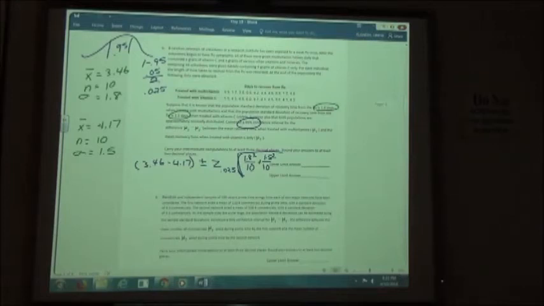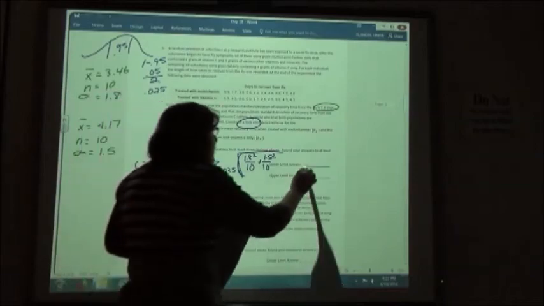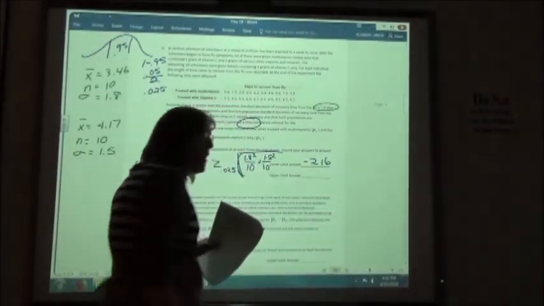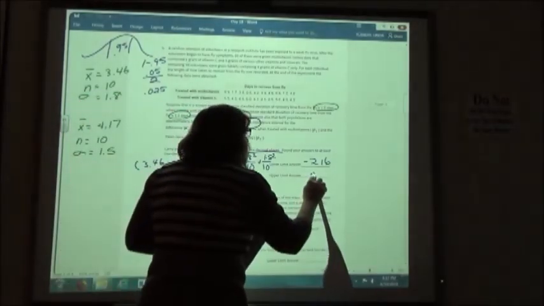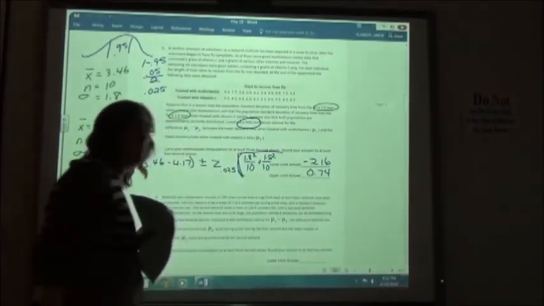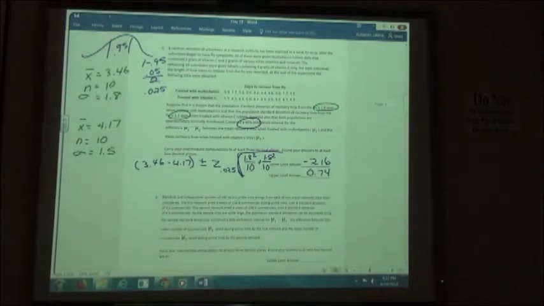All right, so when you hit equal, if you slide to the left, you're going to see your lower limit, and then if you slide a little bit farther over, you see your upper limit. So this is the lower. My lower limit to 2 decimal places is negative 2.16, and my upper limit was 0.74. Yep. I did not get that.